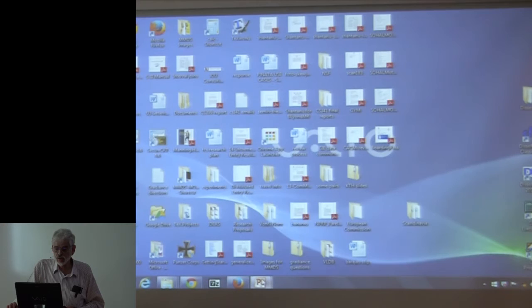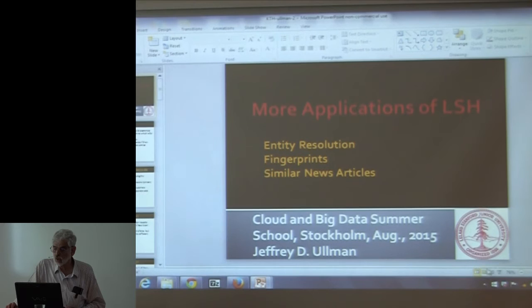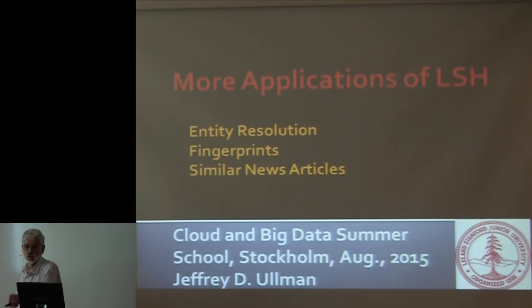And what I want to do now is go over just a couple of related applications. I want to talk about three things which are listed here: entity resolution, the problem of fingerprints, and a problem involving similar news articles.